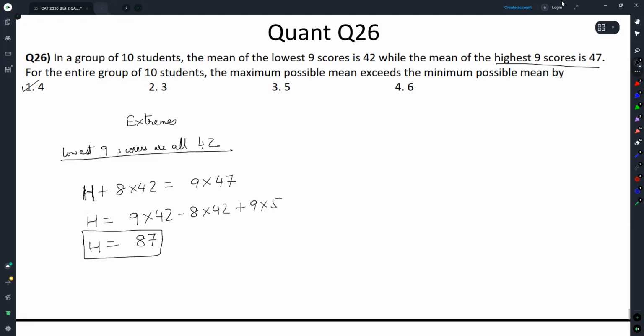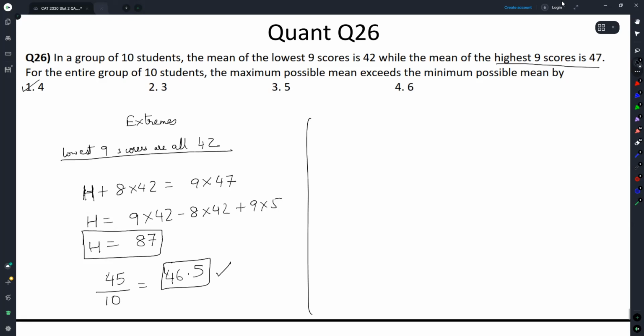If the highest score here is 87, how much more? 45 extra he has got. This person has got 45 extra than these people, and this 45 extra will be divided among 10 people. So the new average will be 46.5 here. In this case, the average of all 10 people will be 46.5.